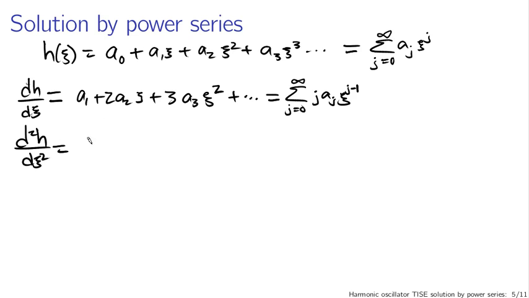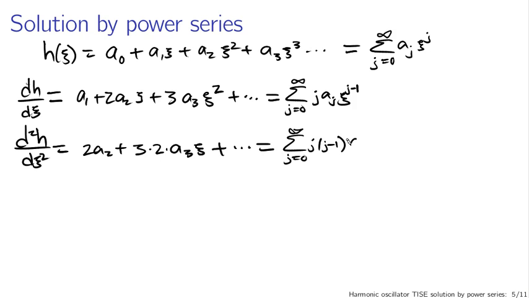Once again, either term by term, giving me 2A2 plus 3 times 2 times A3C plus, etc. Or you can do it in the summation. Sum from J equals 0 to infinity of, again bringing down the exponent here, J times J minus 1 times A sub J times C to the J minus 2. And once again, you can plug in J equals 0, J equals 1, J equals 2, etc. if you want to check to make sure that it works.